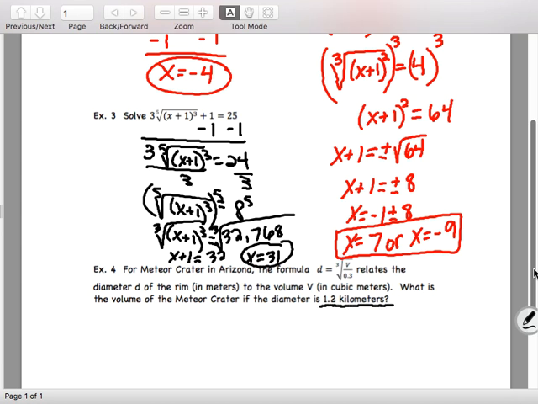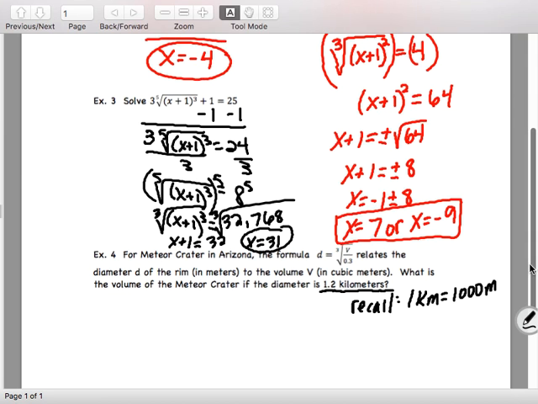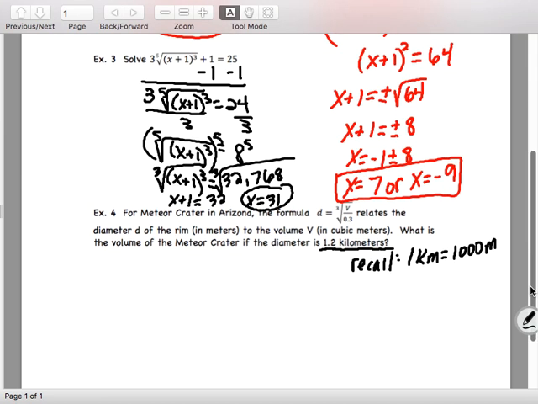Now, again, we've talked a lot today about your thinking cap and having that on. Do you notice that it's talking meters, cubic meters, and then it gave me kilometers? Those are not the same units. Recall, either from physical science or an earlier math class, 1 kilometer is 1,000 meters. So when I have 1.2 kilometers, that's 1,200. So it's not 1.2. You'd get the problem wrong if you put 1.2 in.